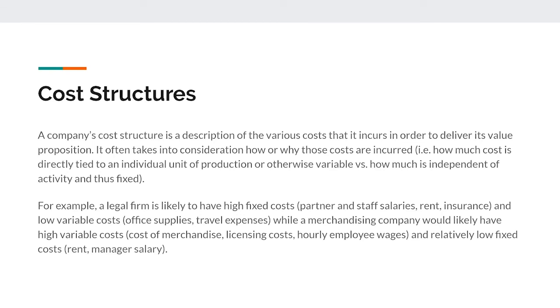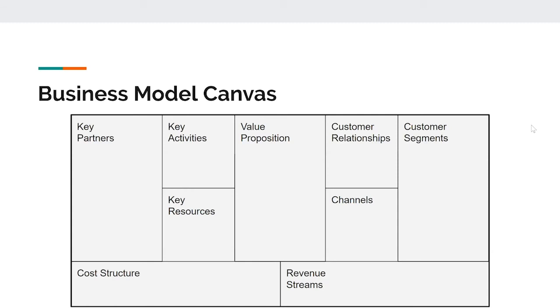And it might have relatively low fixed costs. So you might have a manager and then of course rent, which are going to be small compared to our variable costs. So that is the business model canvas. That is each component. Are there any questions on that? Because that was a lot of information.